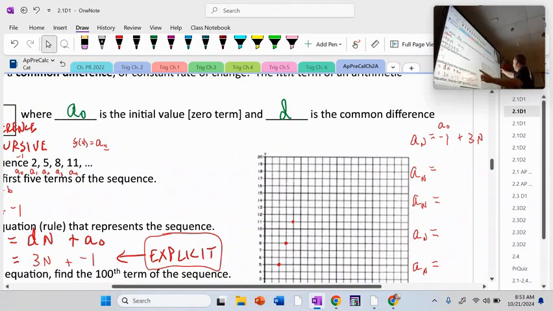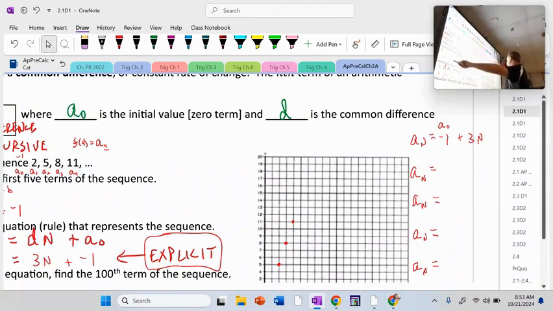Okay. I plug in, well, let's do one that we have here, 1. So a sub 1, I should get 2. What's 3 times 1, everybody? 3. What's 3 plus -1? 2. I plug in 1, I get 2. That's what should happen. Let's skip to 4, a sub 4. What's 4 times 3? What's 12 plus -1? 11. So a sub 4 is 11. I plugged in 4, I got 11.